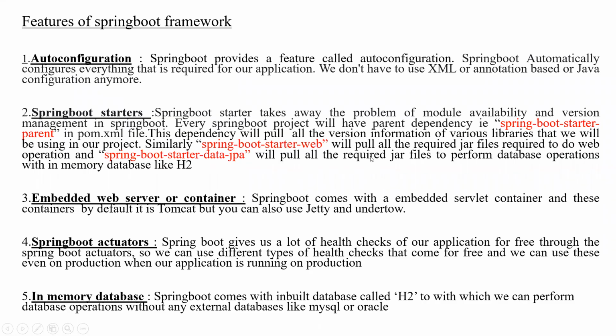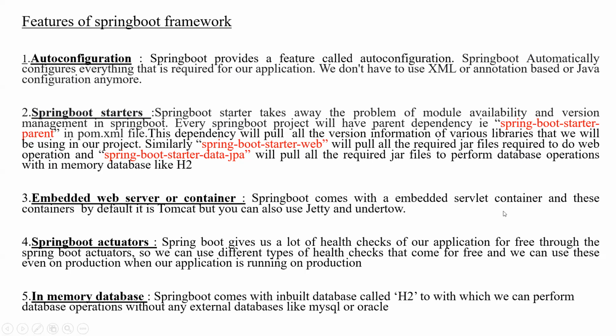Guys, these many dependencies will be in the pom.xml file, and each dependency has its own importance. Next, the embedded web server or container. Spring Boot comes with an embedded servlet container, which by default is Tomcat, but you can also use Jetty and Undertow. In the last time, the application context container and bean factory container were like a server, and every time we were deploying our application into it. But here, Spring Boot comes with the embedded servlet container.